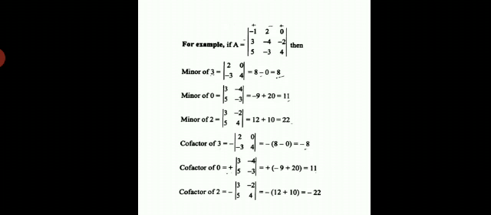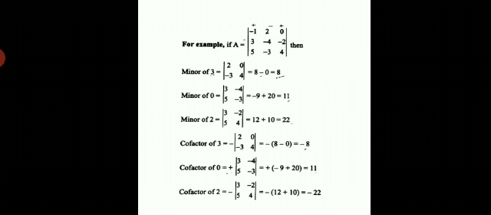And the cofactor of 3 can be found as follows. See here, 3 contains a minus sign because it is in the second row, first column. See the pattern in the previous slide. So there is a minus sign, and here you will get minus 8. Same value, just change the sign.